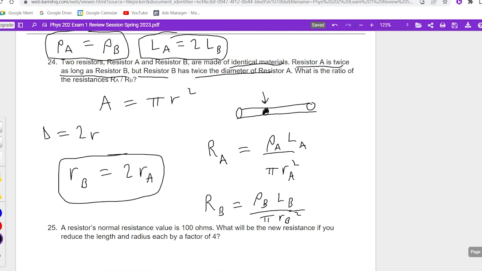Now, I don't have to plug into both. I only have to plug into one. Since it doesn't matter, I'll choose B. But what that means is I need all three of these in terms of B. This one's good because it's in terms of rho B equals. This one's good because it's in RB equals. This one's not good because it's in terms of LA equals. What am I saying? I'm saying I just have to divide both sides by 2. So LB equals 1/2 LA. And now I can plug in all three of those variables into RB.